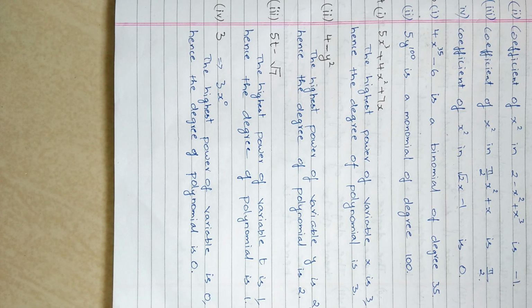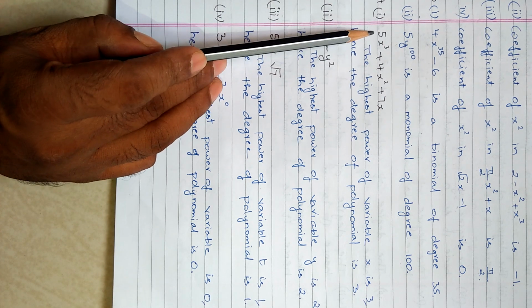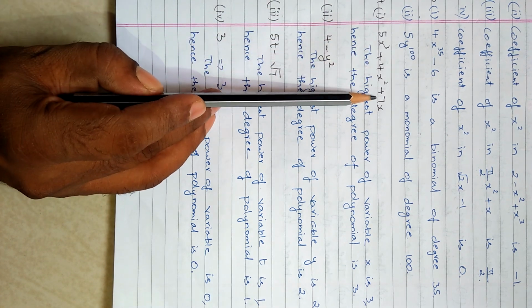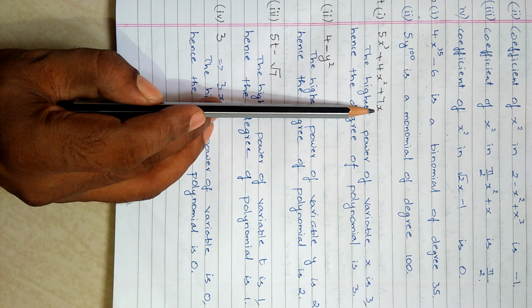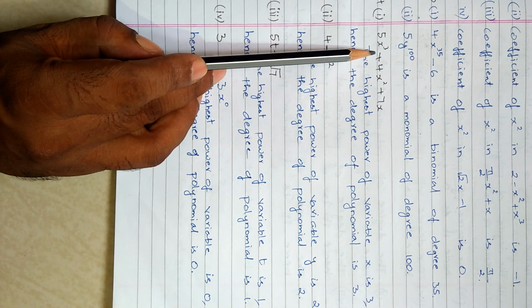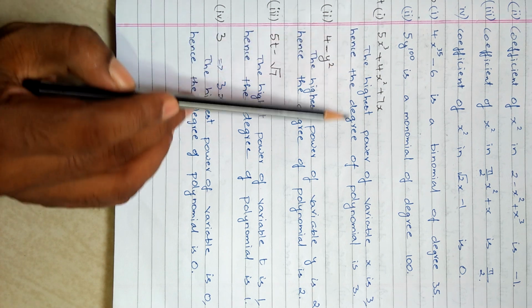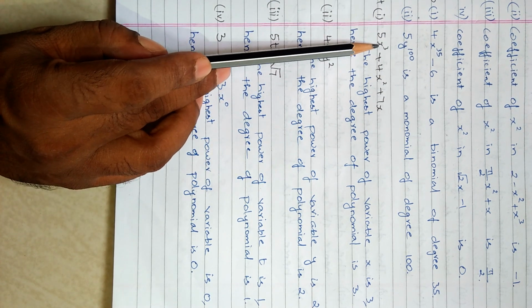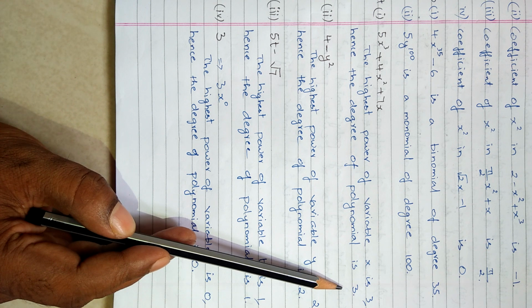Fourth one, write the degree of each of the following polynomials. So what is meant by degree? Degree is nothing but the highest power. Just check here, 5x cube plus 4x squared plus 7x. In this one, which is highest? X power 3 is the highest. Therefore the degree of the polynomial is 3.